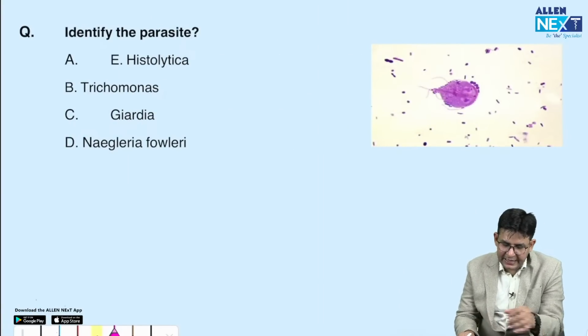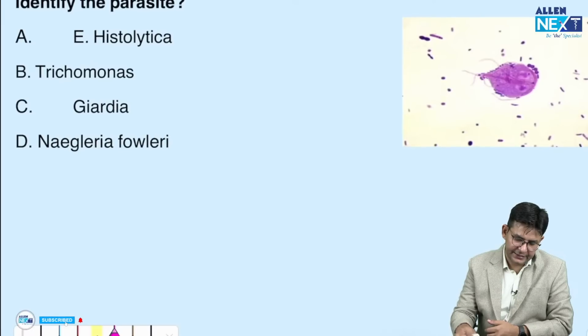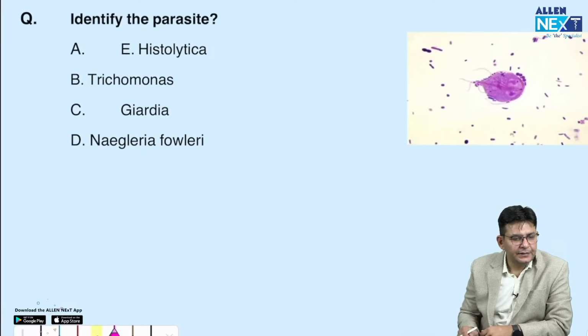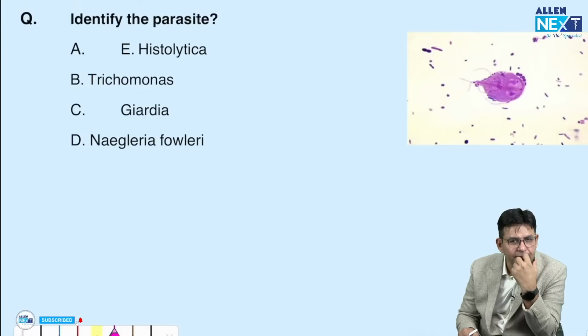Now this parasite, everybody knows about this parasite. It has falling leaf-like motility. Can you tell me the answer to this, guys? Identify the parasite. This particular parasite, everybody should know. And if you don't know, then you should know it. Okay, otherwise it's difficult for the exam.